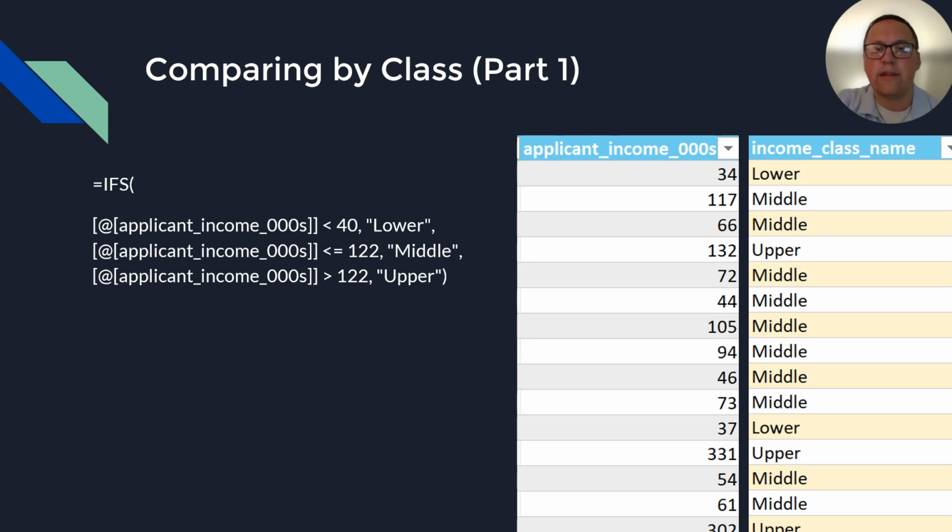Note from this, any numbers less than 40 will have lower next to it. There's a few values here that are more than 122,000. Those should all say upper. And middle should correspond as well, between 40 and 122,000.